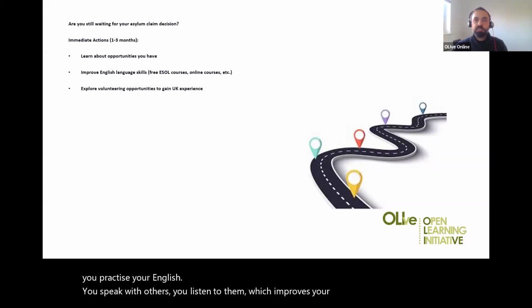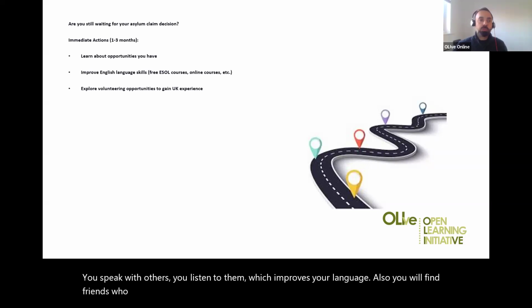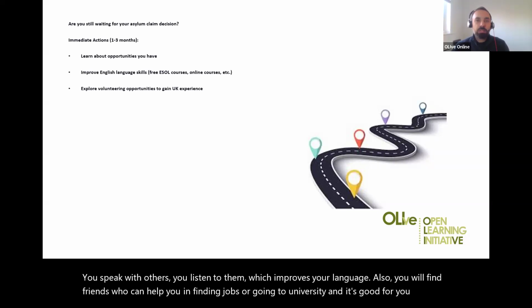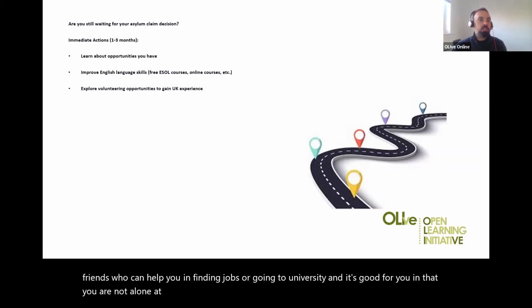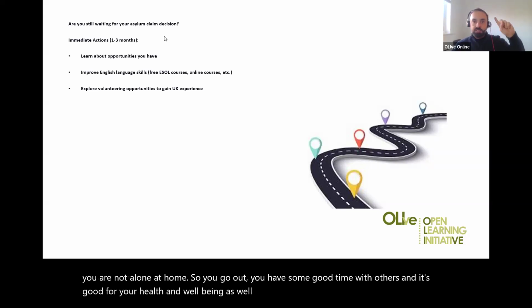Also, you will find friends who can help you in finding jobs or going to university. And it's good for you in that you are not alone at home. So you go out, you have some good time with others, and it's good for your health and well-being as well. So the 3 main things: language, voluntary role, and then search for opportunities.